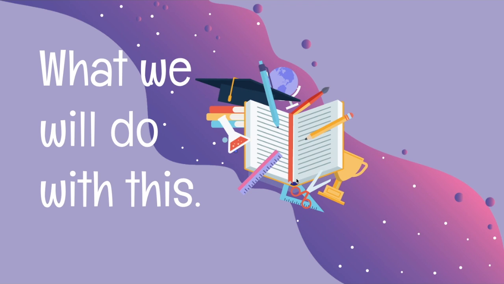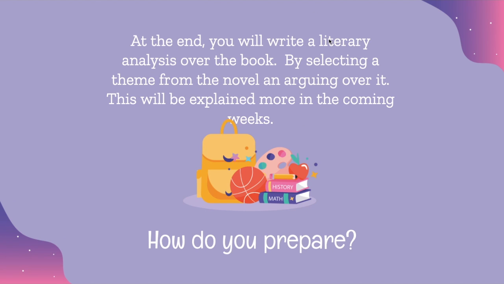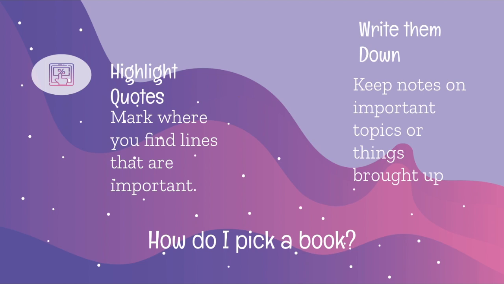All right, so what will we do with this once we are done? At the end, you will write a literary analysis over the book by selecting a theme from the novel and arguing over it. This will be explained more in the coming weeks, but here's a couple ways that you can prepare for this without fully knowing what it's at. Highlight quotes. Mark where you find them and why they are important. Some might call this annotating.